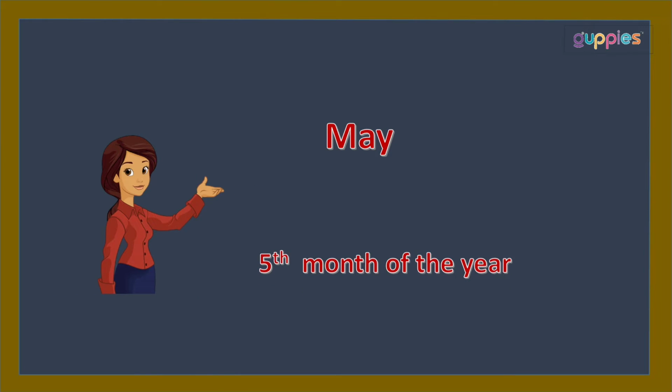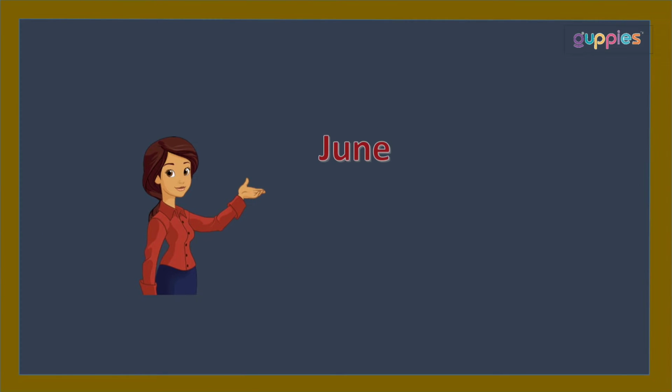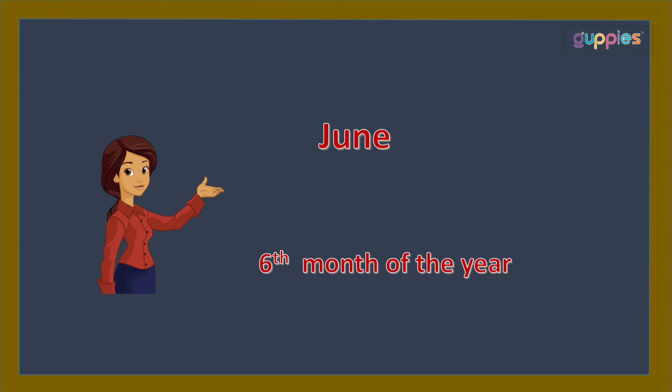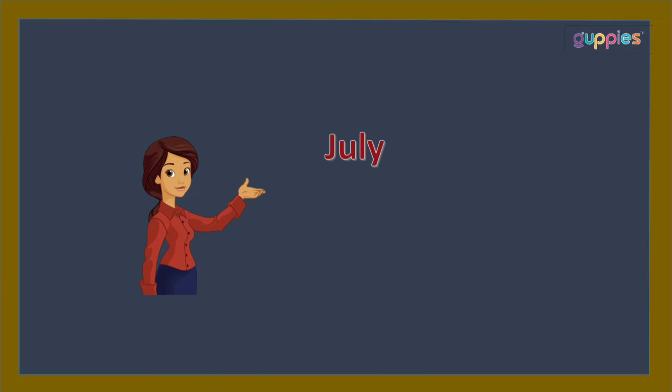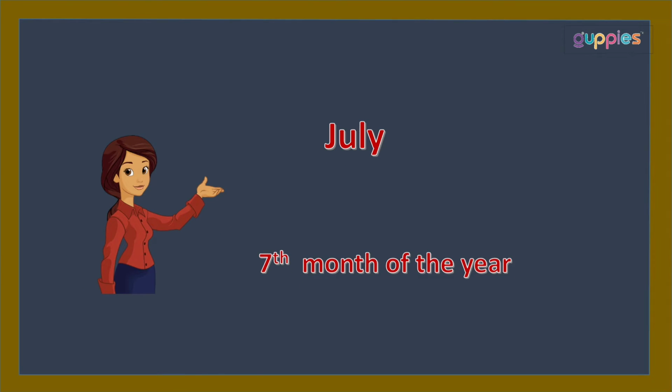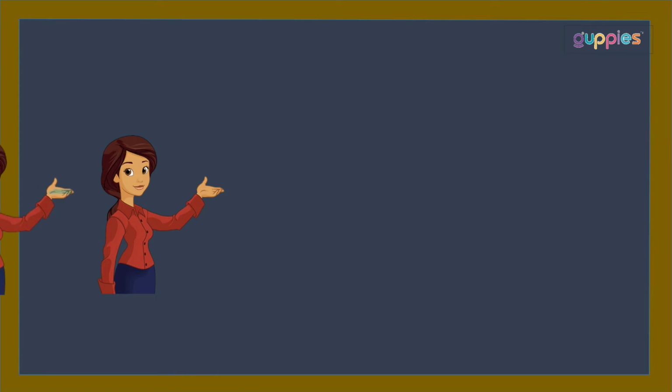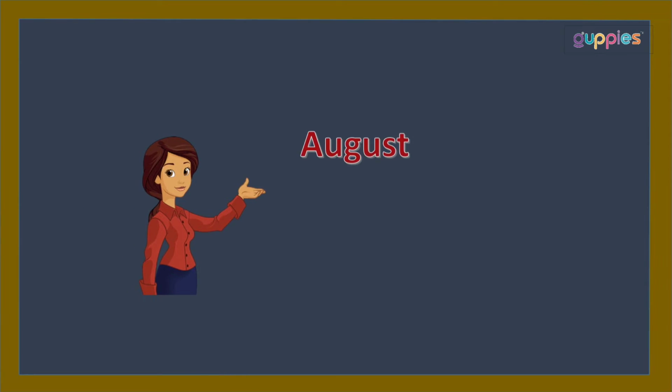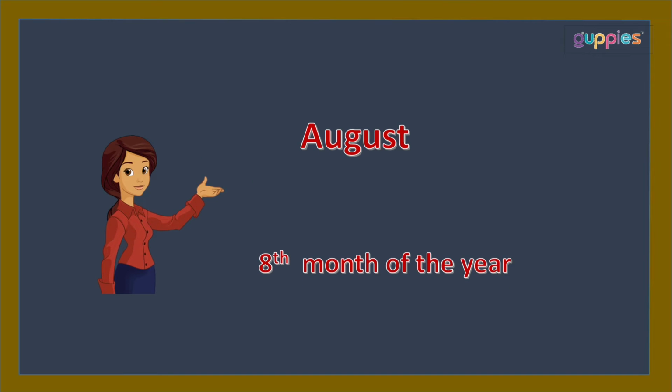May, fifth month of the year. June, sixth month of the year. July, 7th month of the year. August, 8th month of the year.